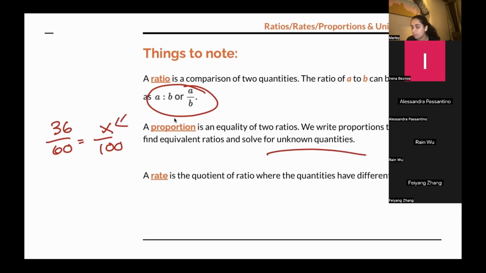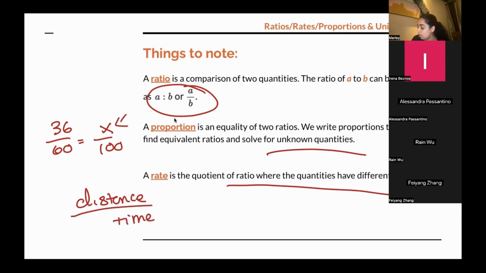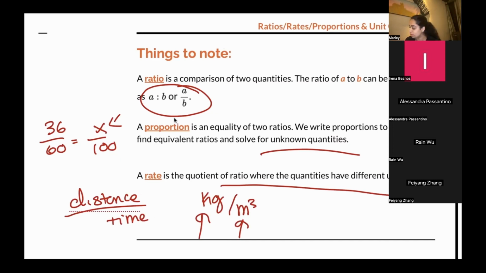And a rate, the formal definition, is a quotient of a ratio where the quantities have different units. It could be something like distance over time, or later today we're going to see kilograms over meter cubed, where we might have one variable and have to find the other. But a rate is usually two different measures of things and how they relate to each other. Okay.